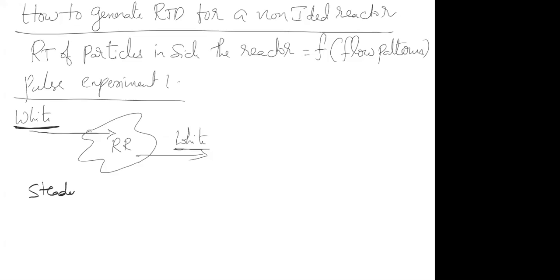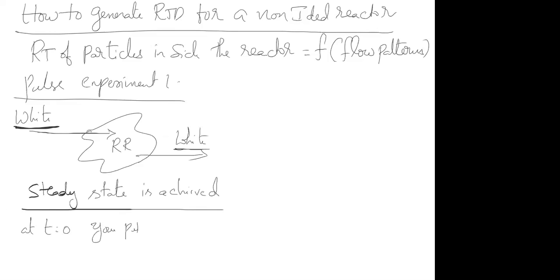What is meant by steady state? White fluid into the reactor is equal to white fluid out of the reactor. Steady state is achieved. After steady state is achieved, at time t equal to 0, you put in m moles of red fluid. Why are you putting m moles of red fluid?